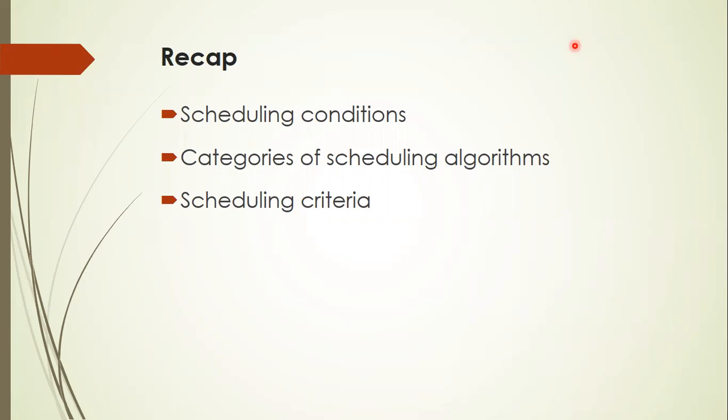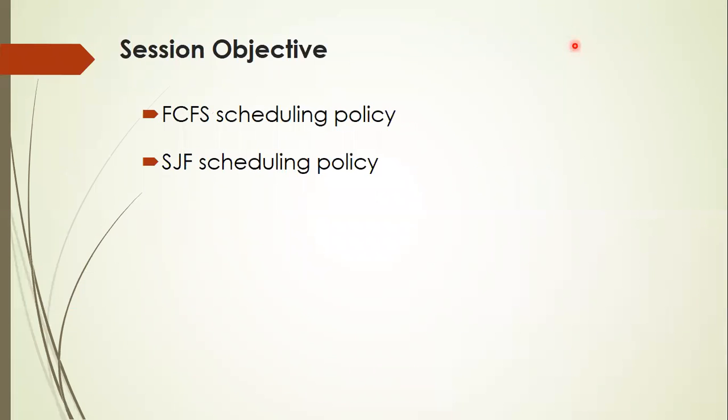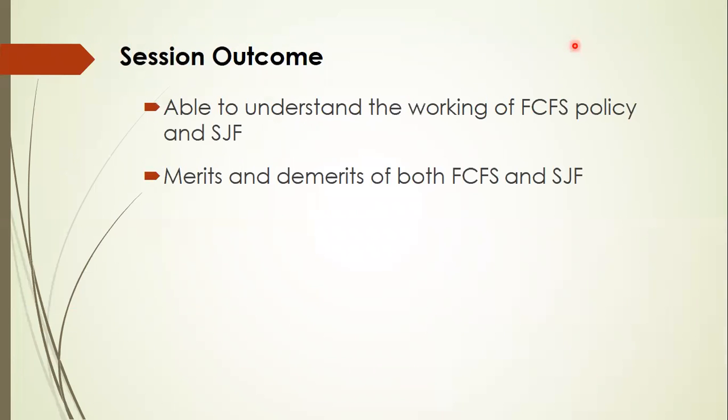We also learned about different criteria for selection of a good CPU scheduling policy for any application. The main objective of today's class is to discuss two CPU scheduling policies, namely FCFS or first come first serve policy, and the second one is SJF or shortest job first policy. After attending today's class, you will be able to understand the working of these two policies, and also you will learn about the merits and demerits of both FCFS and shortest job first.